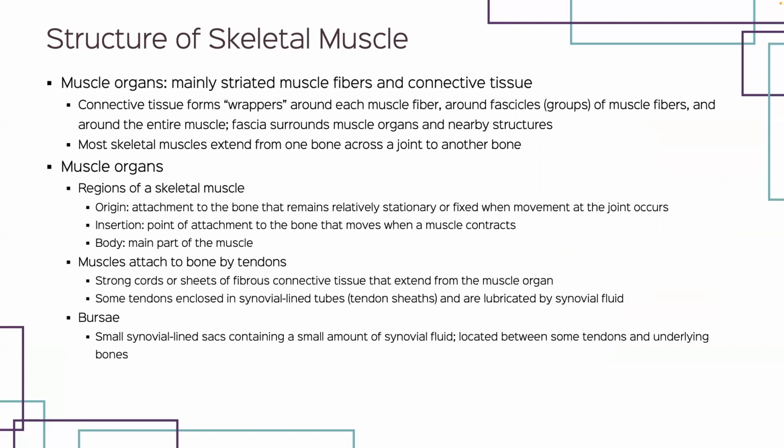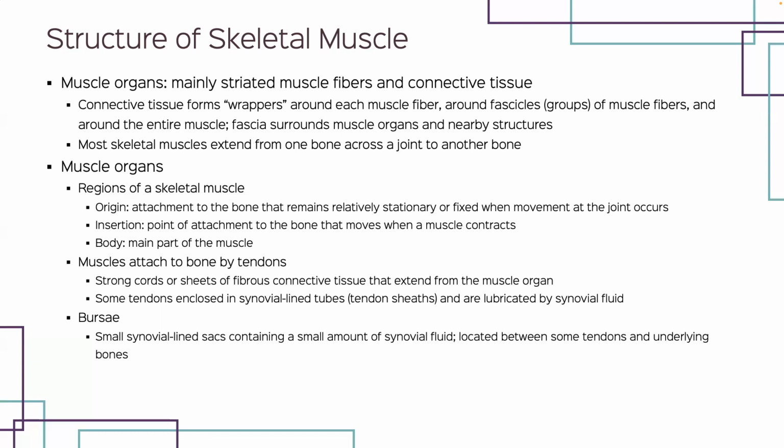A skeletal muscle is an organ that's composed mainly of skeletal muscle fibers and connective tissues. Fibrous connective tissue wraps around each individual muscle fiber and then continues as it wraps around groups of muscle fibers called fascicles. Then it will wrap around the entire muscle organ. And fascia is the loose connective tissue outside the muscle organs that forms a flexible, sticky packing material between the muscles, bones, and the skin.